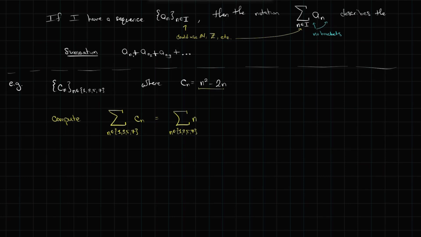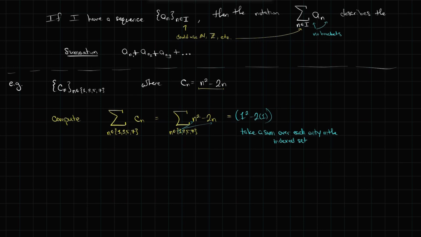Cn equals n squared minus 2n. And so then this summation is just me taking a sum over each entry in the indexed set. So I'm just going to grab this 1 and plug it in. What does that give me? It gives me 1 squared minus 2 times 1.